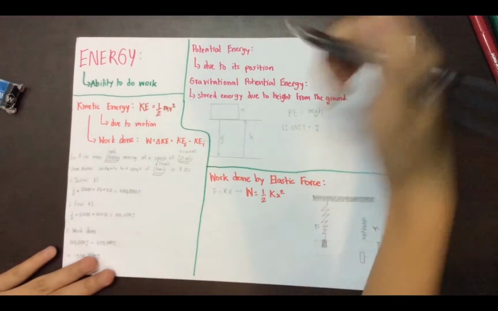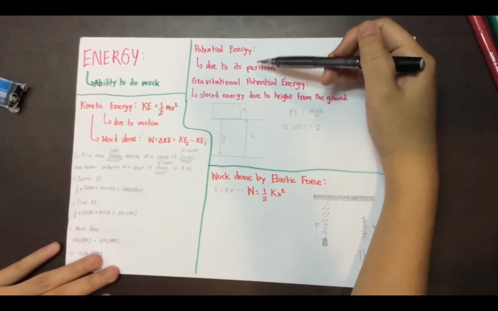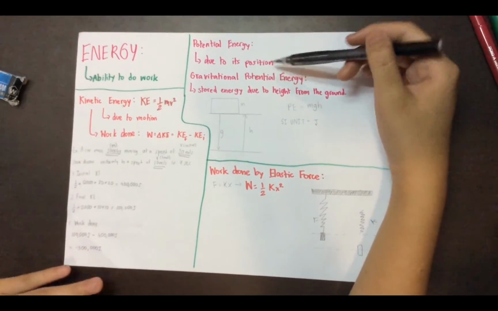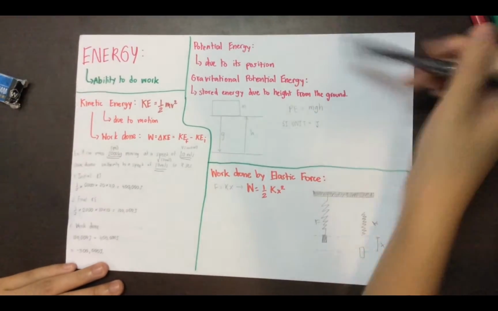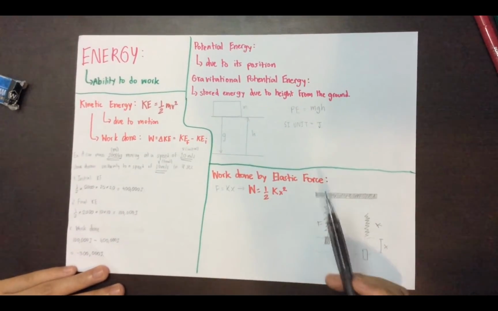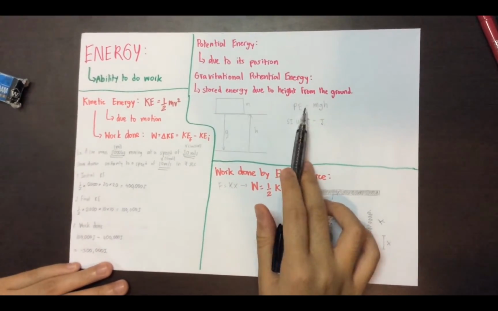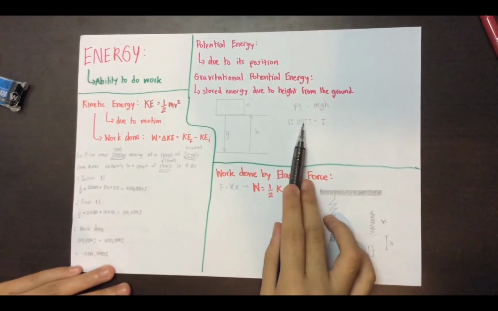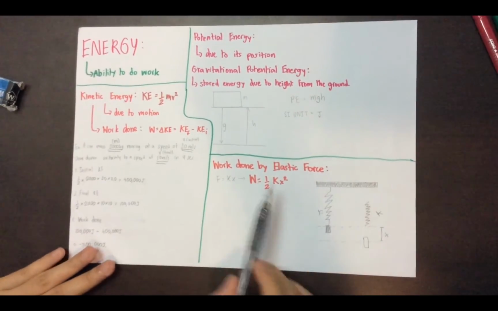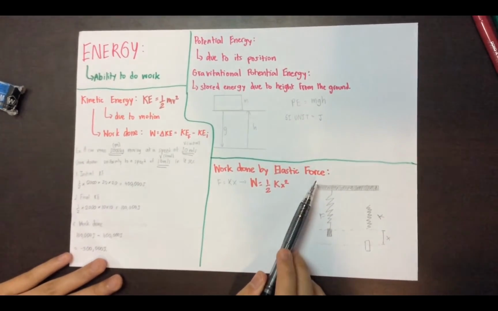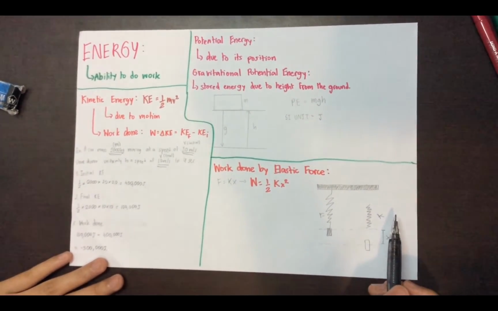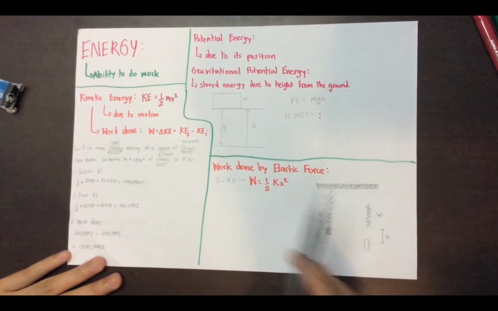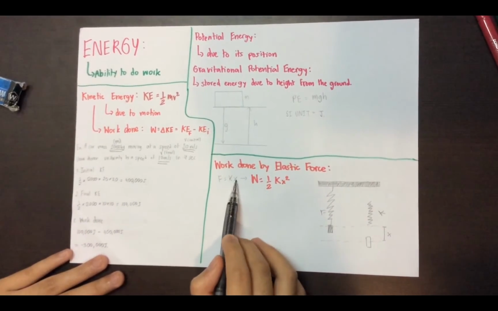And potential energy is due to position. Gravitational potential energy is stored energy due to height from the ground, as you see in the picture. Its formula is PE equals mass times g times h, and its SI unit is joule. And this one is work done by an elastic force. When a force is exerted on a spring, it stretches by a displacement x. In Hooke's law, the formula is F equals kx.